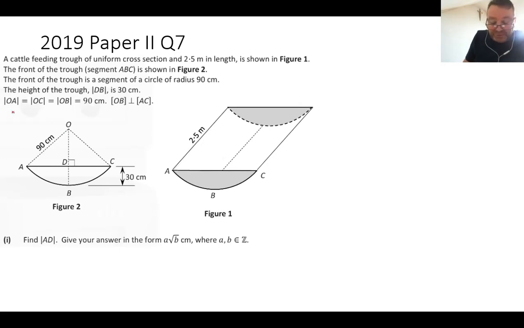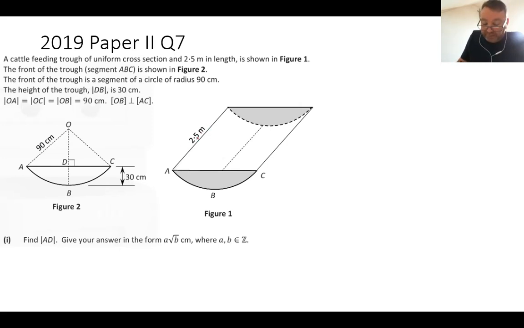Now this is interesting here. OA equals OC equals OB. The radii of the circle. So therefore they are all exactly the same length. So OA is 90, OB is 90, OC, but the radii, that's the key thing to keep in mind when we're dealing with this. Notice also that all measurements in figure 2 are given in centimeters.